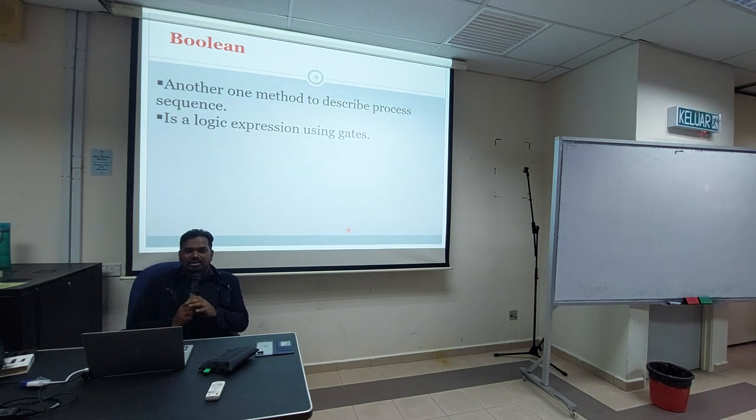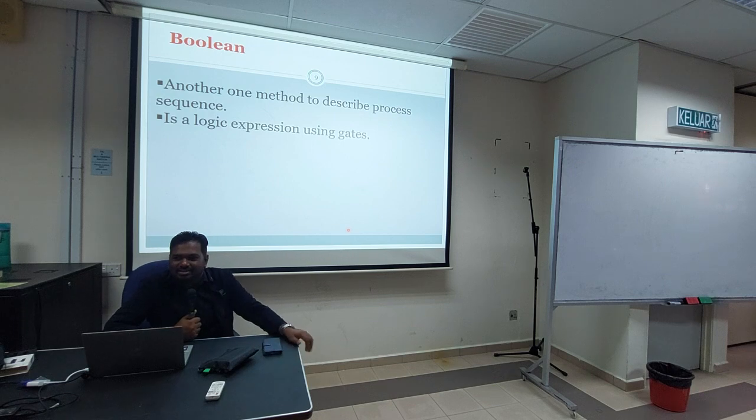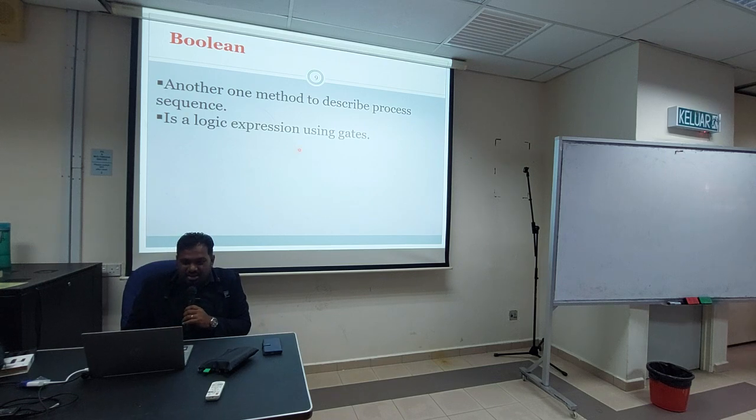Okay, so boolean. So third one adalah boolean. So apa tu boolean? Ingat lagi, boolean. Digital electronics. Ingat lagi. So boolean adalah 1 and 0. So gunakan 1 and 0 dalam circuit lah. Tapi yang ni saya tak ada contoh dia. And boolean so far tak pernah keluar dalam exam.